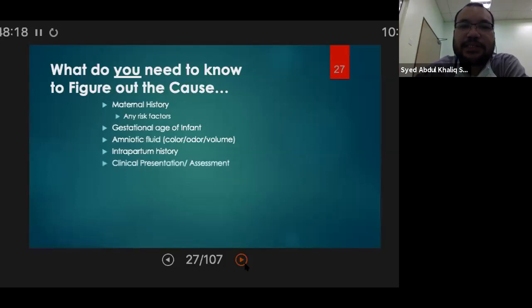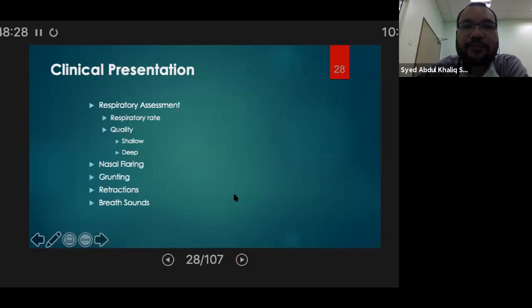Clinical presentation of the baby and assessment at birth, you can know, and then chest X-ray as well. We've seen several chest X-rays, and then the lab evaluations, which we'll see. Okay, and then how do they present in respiratory assessment? Of course, respiratory, what is the normal respiratory rate of an adult? What is your respiratory rate, normal?